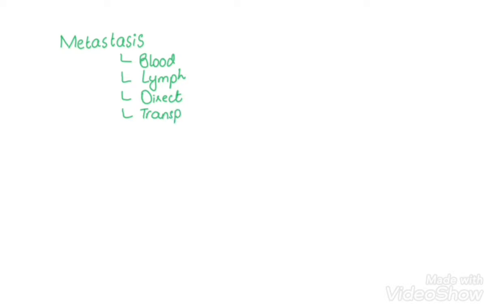Gastric carcinoma can metastasize to other areas of the body either through blood, lymph, direct contact with the surrounding organs and structures, or transperitoneally through the peritoneal fluid. There are some interesting names given to the areas of lymph node metastasis. If the gastric carcinoma metastasizes to the left supraclavicular lymph node, it is called Virchow node.